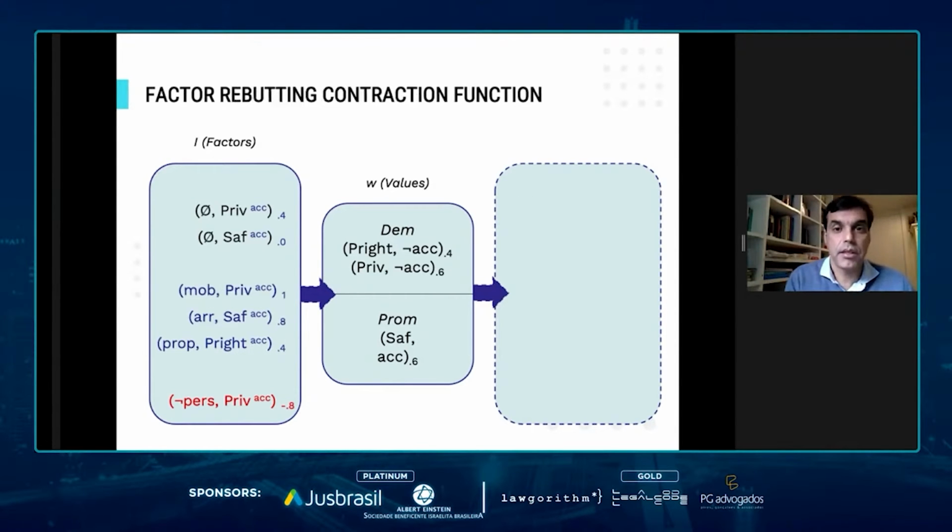Now, if we consider this as the original position, and we want to delete the factor in question, then the attenuating factor of the opponent is deleted, and therefore this is a factor rebutting contraction function that shifts the balance again.